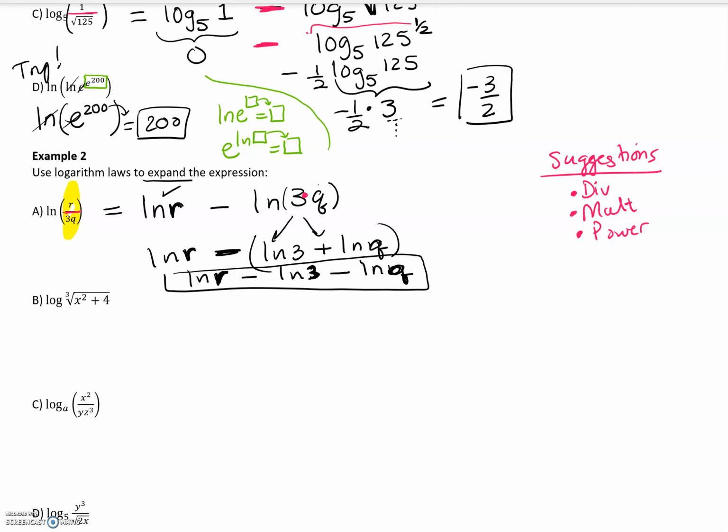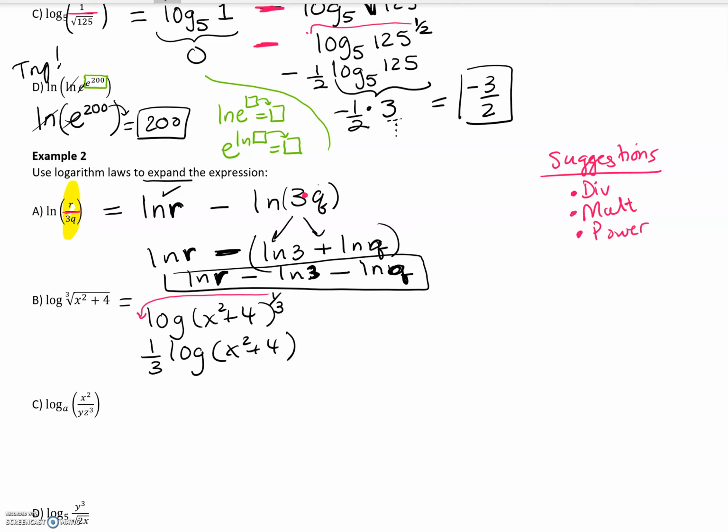Now part B, I would like to take care of any divisions if there were any, or multiplications, but I don't see any. I do see a cube root, and it's probably best to think of that cube root as a power. So that we'll say is the same as log, and remember, the log has no base, so it automatically means it's a 10. So I have log of x squared plus 4 raised to the 1/3. Which means I should be able to plop down that exponent in the front. That's going to give me 1/3 log of x squared plus 4.